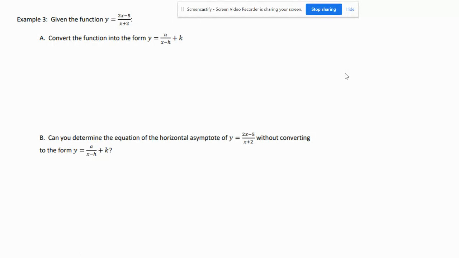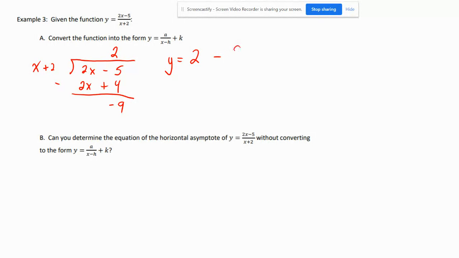Okay, a bit of just more review over here, guys. We're going to be able to convert the function into the form y equals a over x minus h plus k. So we're going to use our long division for this guy over here. In other words, x plus 2 is being divided into 2x minus 5. 2x divided by x is 2. I'm going to multiply this, and we get 2x plus 4, like this. We subtract. Negative 5 minus 4 is negative 9. Okay, so our answer is going to be y equals 2 minus 9 over x plus 2.